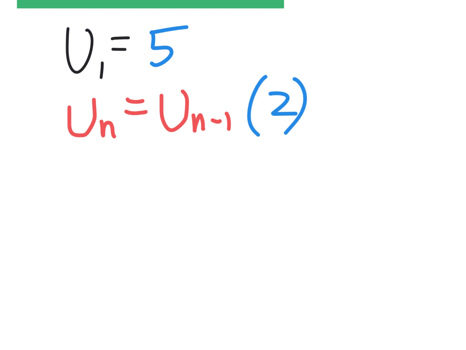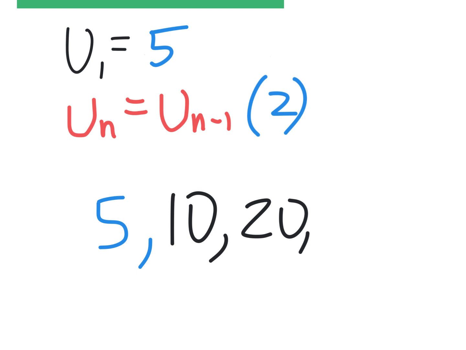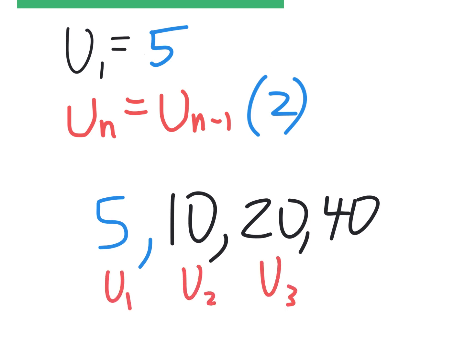Well then, what's the first term? 5. What's the next term? 10. Because you just had times by 2. What's the next term? 20. What's the next term? 40. And if I had asked you for what's U sub 3, well, this is U sub 1, this is U sub 2, this is U sub 3. U sub 3 was 20. Okay, these are called recursive equations.